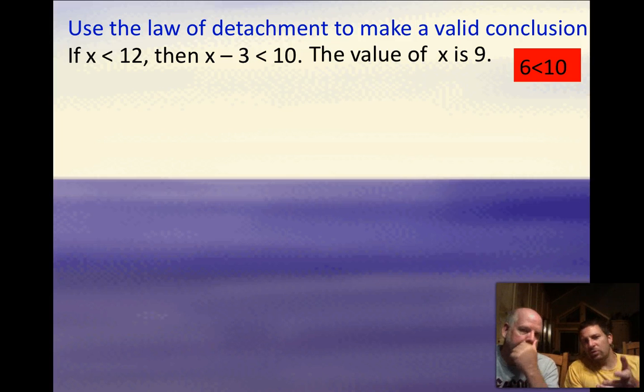If they even pick the number 5, if they said the value of x is 5, would that still be valid with the law of detachment? Let's plug it in and test it. 5 minus 3 is 2. 2 is less than 10. Yes, it is. Therefore it works.